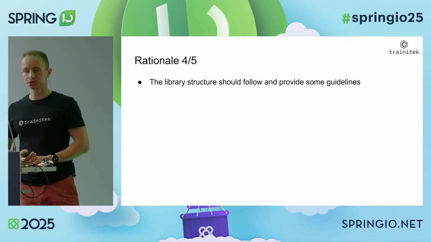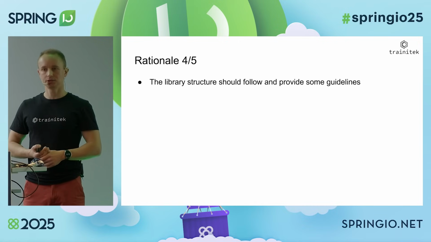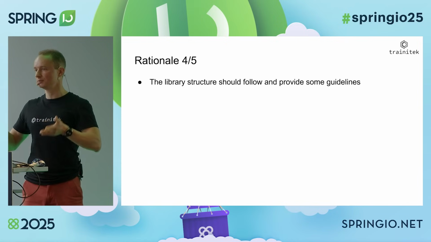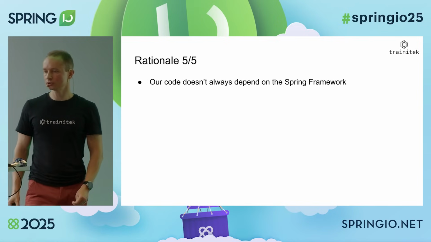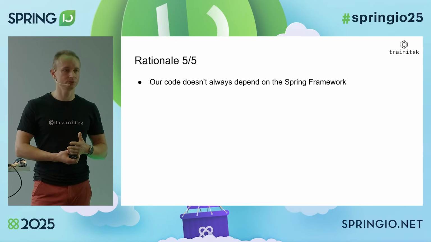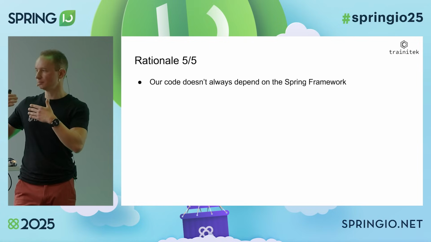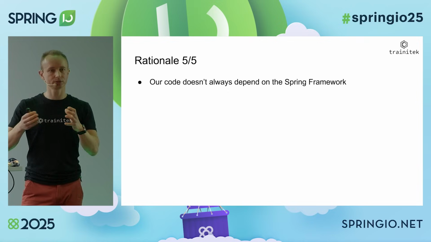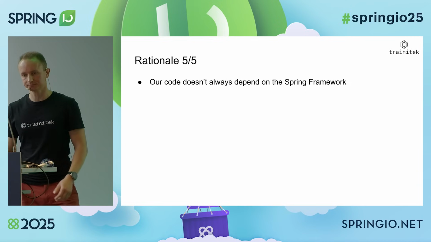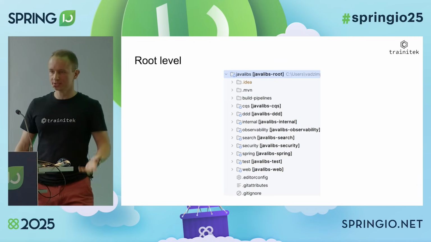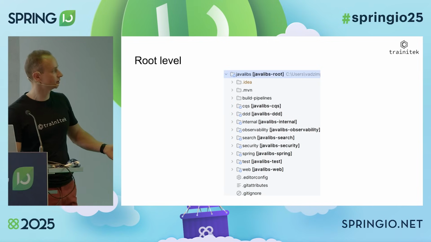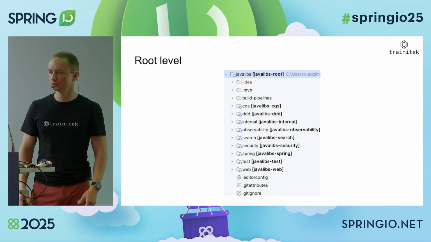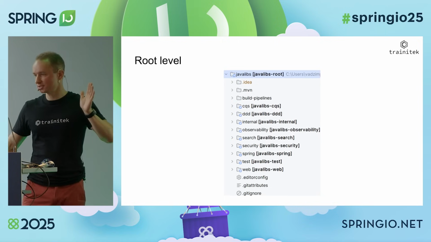The library structure should follow and provide some guidelines, which means that every module of the library should look familiar. There shouldn't be completely different implementations inside the library. And our code doesn't always depend on the Spring Framework. So we don't want to always depend on infrastructure-related stuff, and we wanted to have our own simple abstractions as well. So the root level looks like so in our case, and in your case it may look differently. As you can see, we have only technical concerns, no business logic there. And this is just an example.